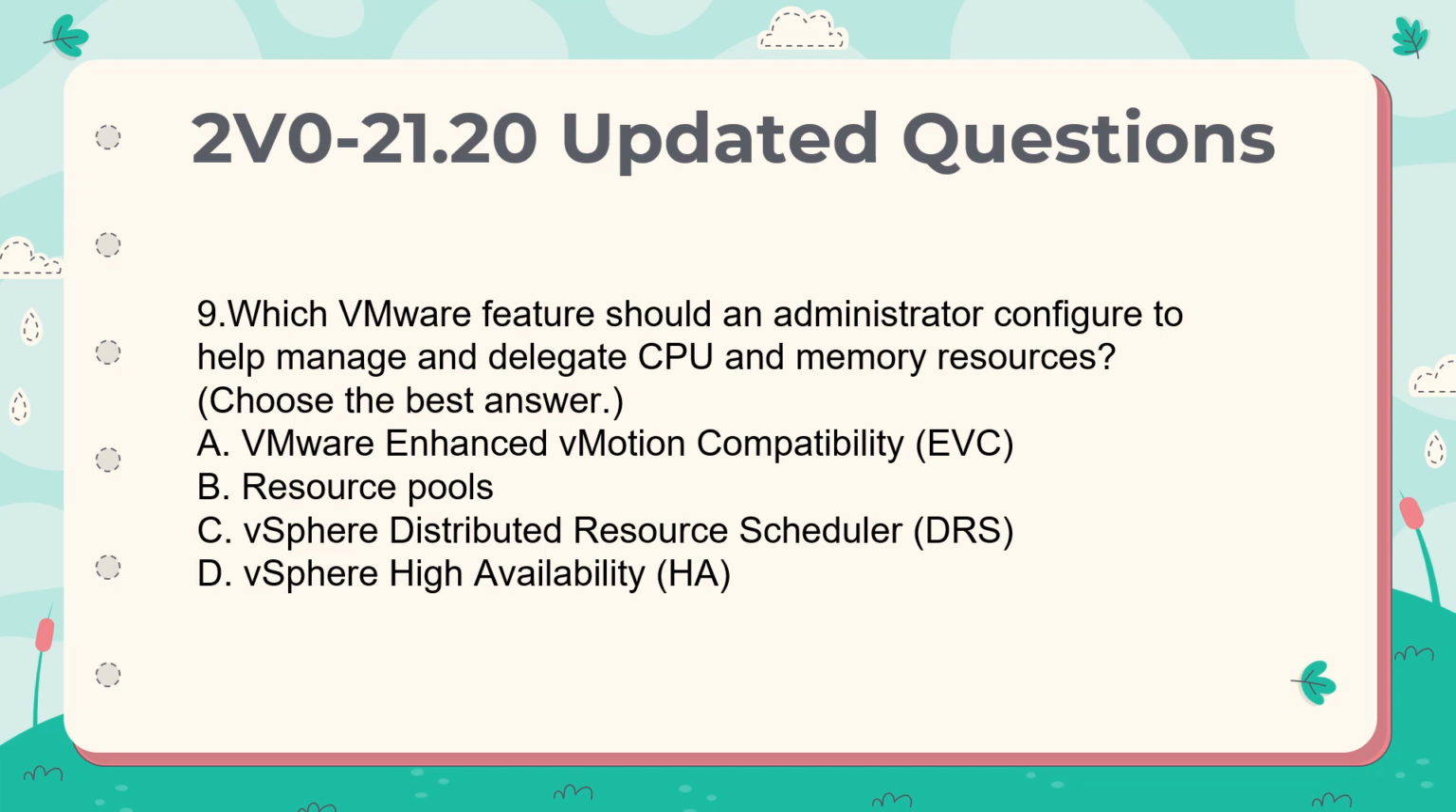9. Which VMware feature should an administrator configure to help manage and delegate CPU and memory resources? Choose the best answer. A. VMware Enhanced vMotion Compatibility, EVC. B. resource pools. C. vSphere Distributed Resource Scheduler, DRS. D. vSphere High Availability, HA.